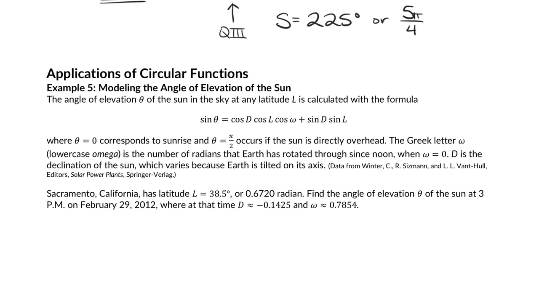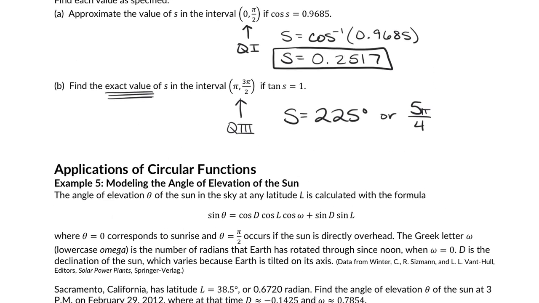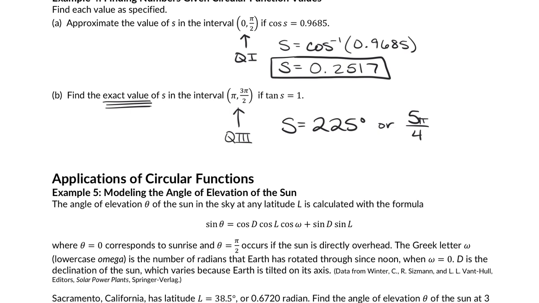Last but not least, we have this example that uses a bunch of trig functions to model a legitimate thing in real life. It's a lot of words and numbers. It is, but read the question because it's really not as hard as it seems. It says the angle of elevation theta of the sun in the sky at any latitude L is calculated with this crazy formula. But watch, these are the things that I need.